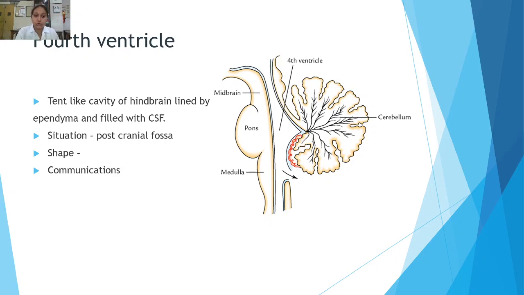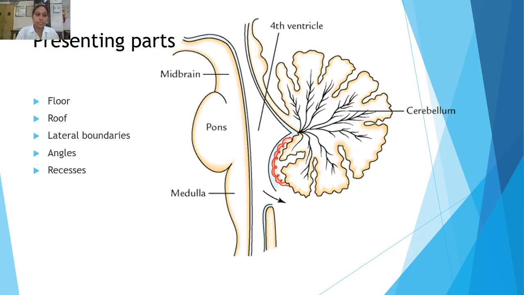Communications. The fourth ventricle superiorly communicates with the aqueduct of Sylvius, the cerebral aqueduct of the midbrain. Inferiorly it communicates with the central canal of the closed part of the medulla oblongata, and there are three more communications through the foramen of Magendie and the foramina of Luschka, three foramina to the subarachnoid space. So these are the communications of the fourth ventricle.